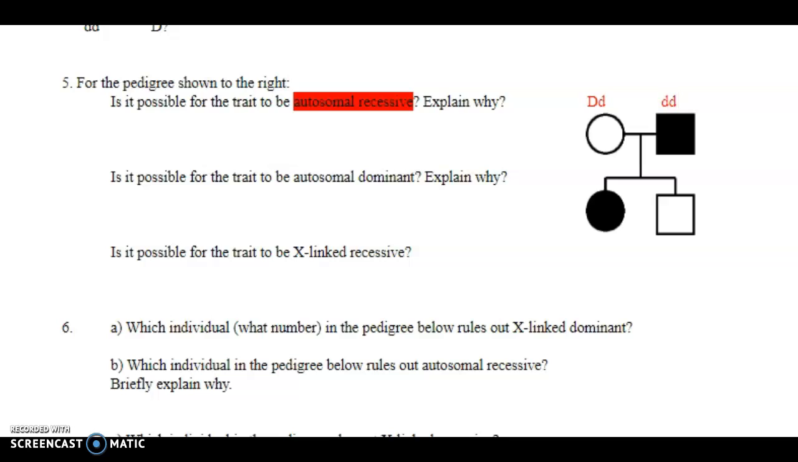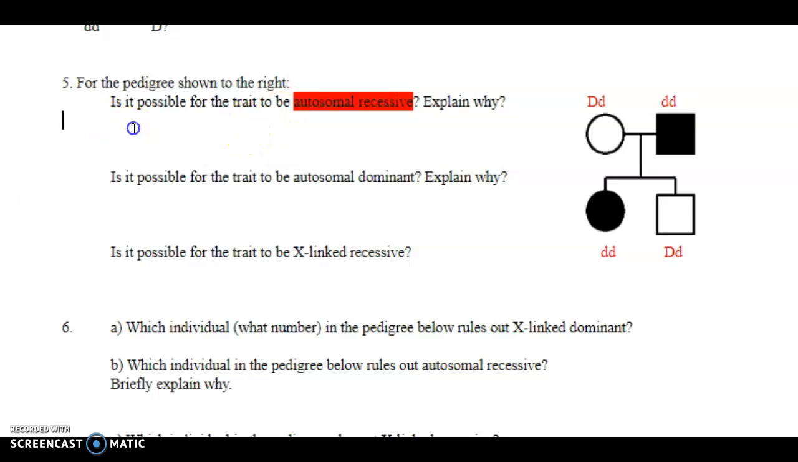If that's the case, mom could have given the daughter her little d, and the dad could have given one of his little d's, in which case she would end up being little d, little d and would have the trait. And so that would work out for her to have it. And then the son here, dad only had little d's to give, but if mom was heterozygous, she would have a big D to give. So she could have given the son her big D, and dad given the little d, and then the son would be unaffected heterozygous. So yes, autosomal recessive is a possibility.